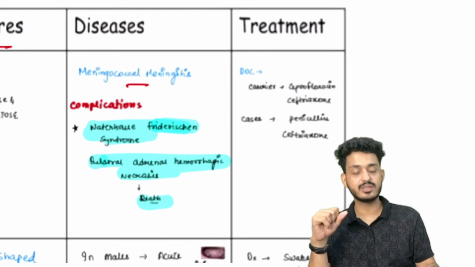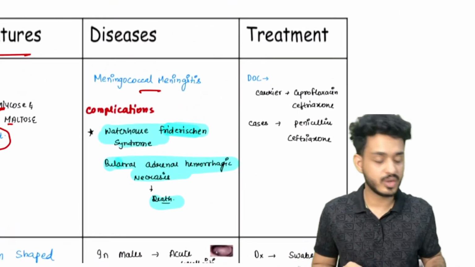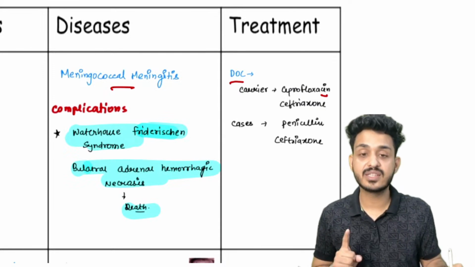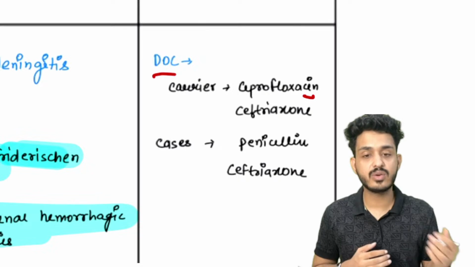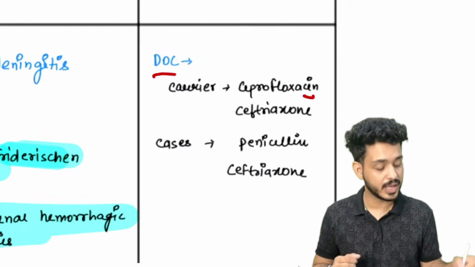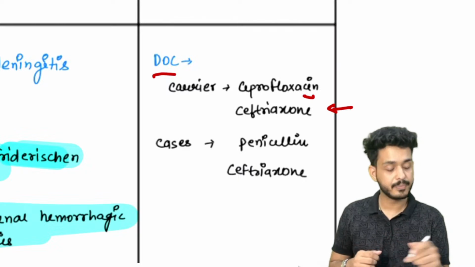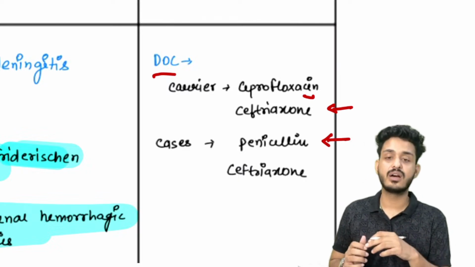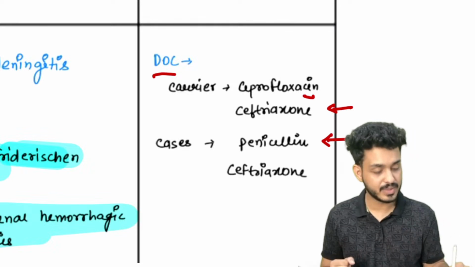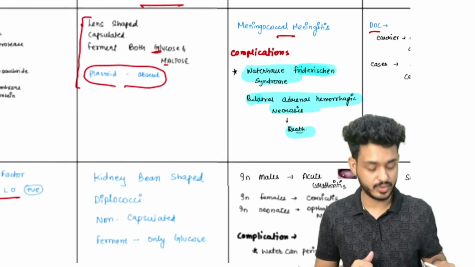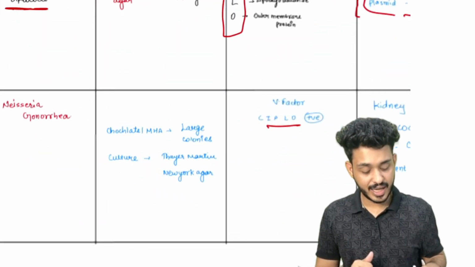For drug of choice, it was an old question they used to ask from PSM also. The drug of choice for carriers is ciprofloxacin because we cannot go to every carrier and give an injection. Those carriers who come to hospital, we will give ceftriaxone. For diagnosed cases, the drug of choice will be penicillin. Apart from that, for those not diagnosed, we will give ceftriaxone.